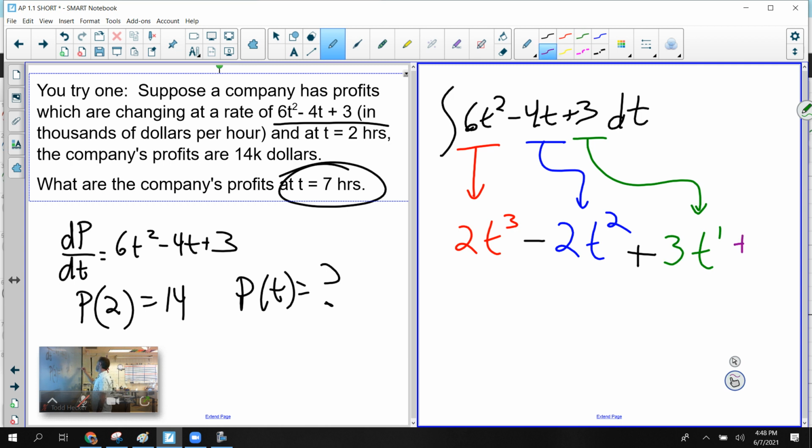And then don't forget your plus c, right? Because it could be anything. Because we just don't know how much it goes up or down. Okay? All right, so now we just got to plug this in.